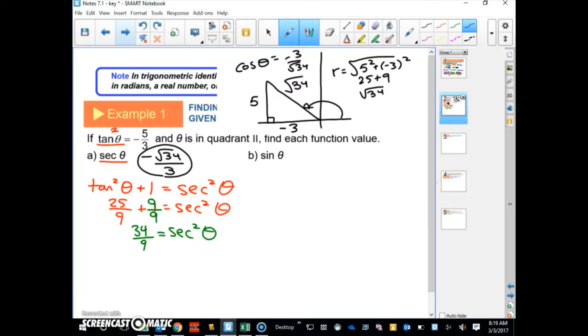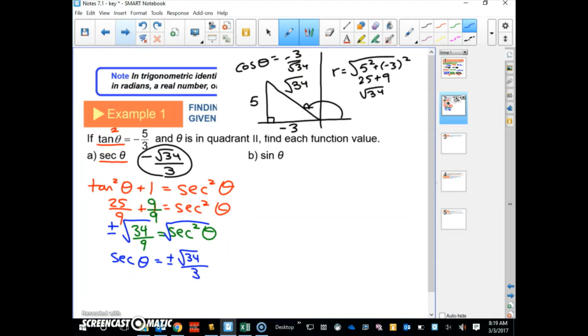Now if I want to know what secant theta is, I'm going to take the square root of both sides, right? In order to solve this equation, in order to get rid of that squared, I do the square root. Okay, now the tricky part is, technically it's a plus or minus root. Remember how we always have the what and the where? The plus or minus is talking about where. So we have secant theta is going to equal plus or minus square root of 34 over 3, because that's the square root of 9, right?